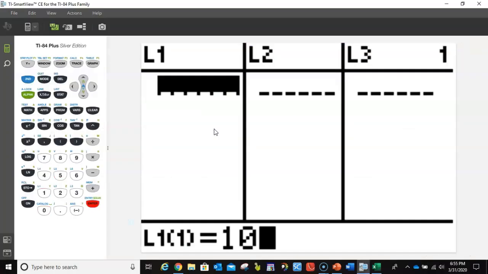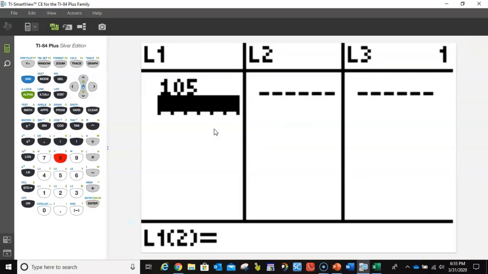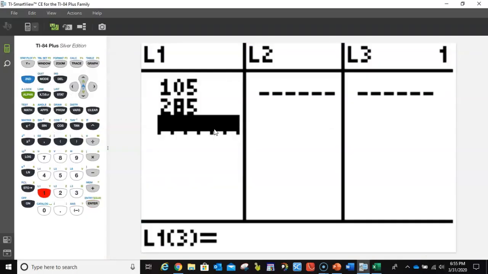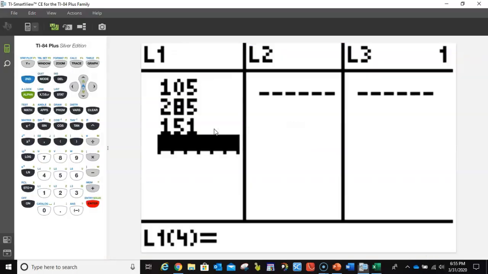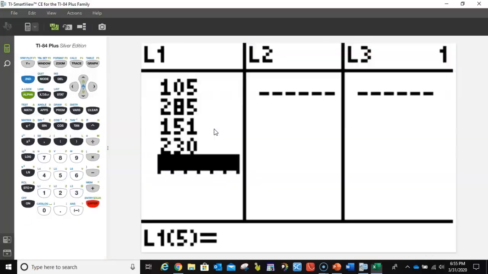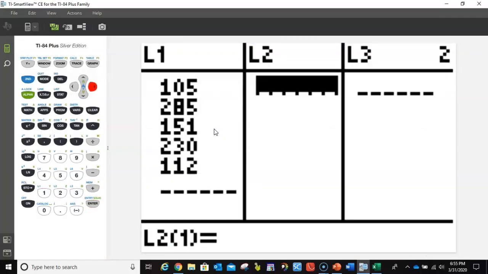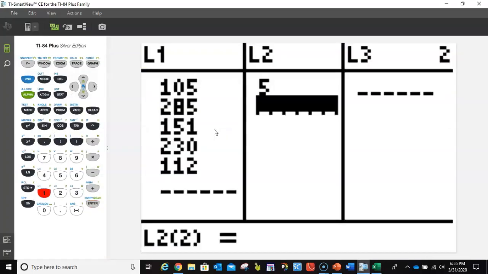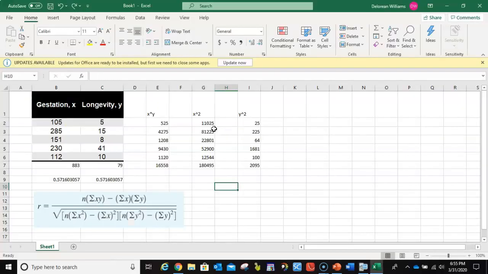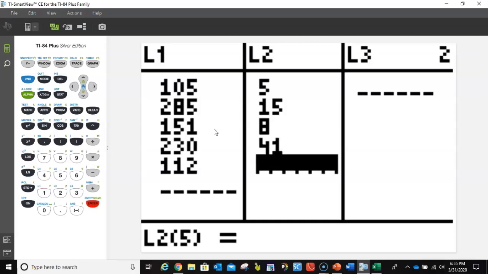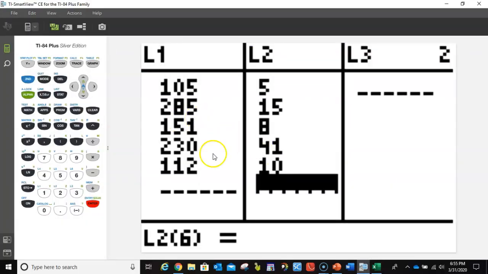So 105, 285, 151, 230, 112. And the Y values, 5, 15, 8, 41, and 10. So that's my table. We got to reproduce this information in here.